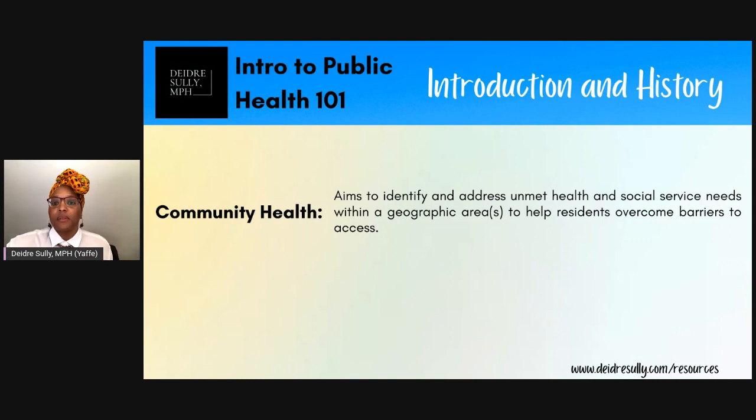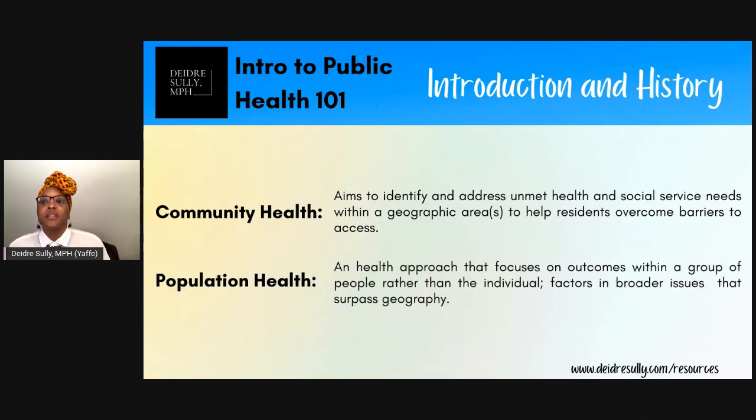So an example could be a community health center that addresses the needs, disease, or even barriers to access of people who live in a certain neighborhood. So the next one is population health. And population health is an approach that focuses on outcomes with a group of people rather than the individual. It factors in broader issues that surpass geography.